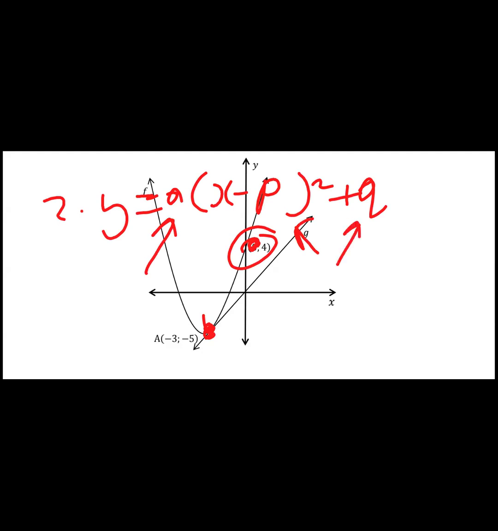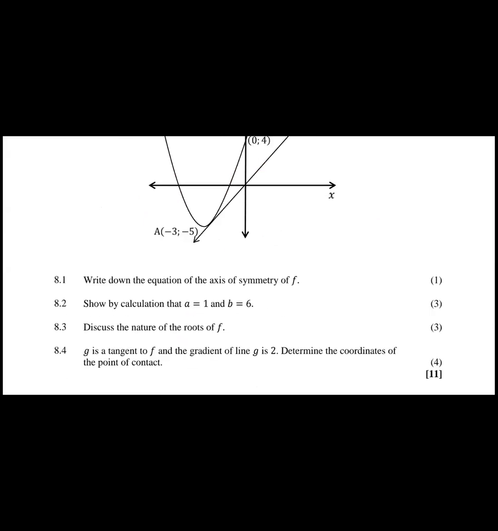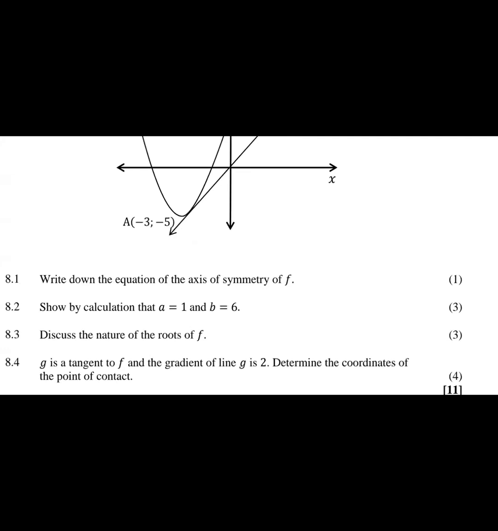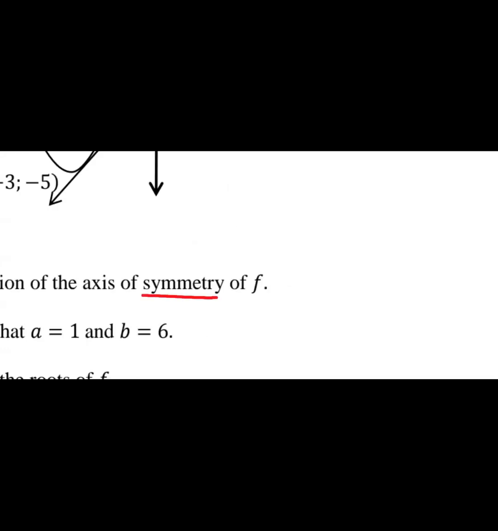Okay. Now let's go to our questions. The first question was: write down the equation of the axis of symmetry. Well, by now you know that when we talk about symmetry, we talk about the line that will cut your graph into halves. So in other words, when they say symmetry, then on your turning point, you must tell them the value of x.